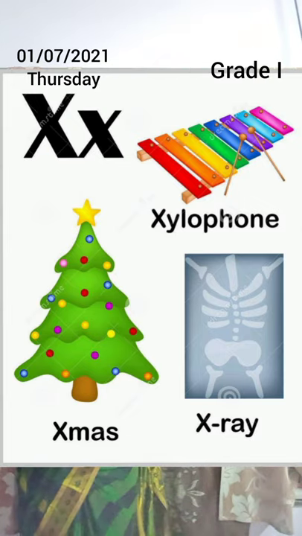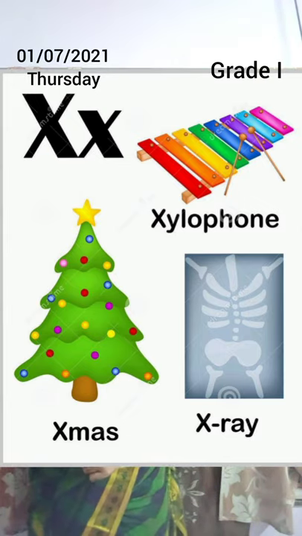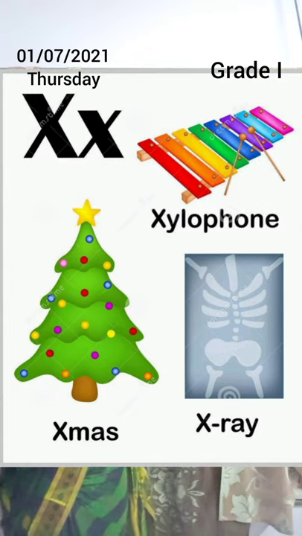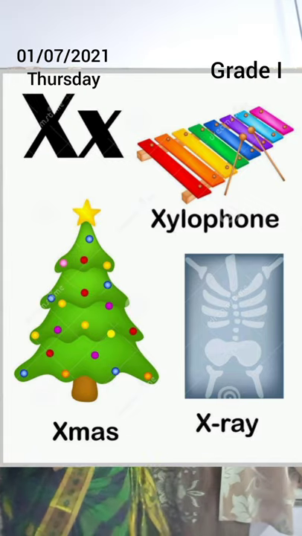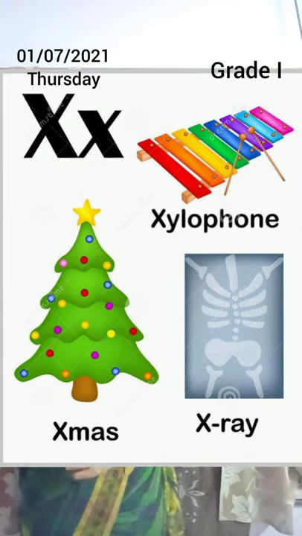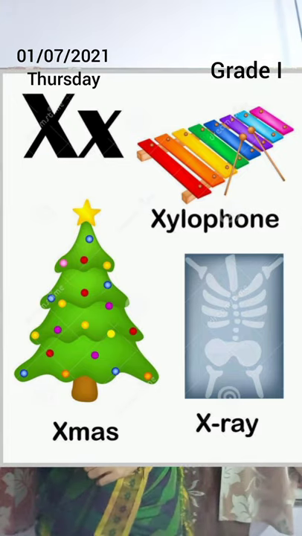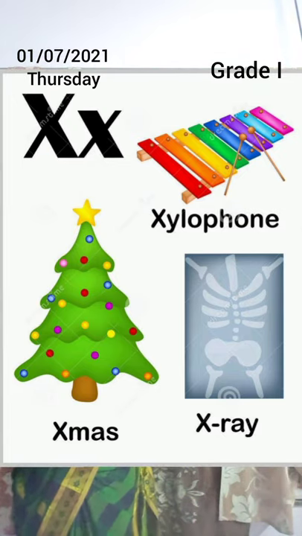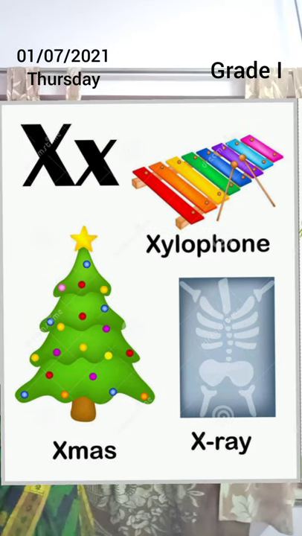X-R-A-Y, X-ray. X-mas: X-M-A-S, X-mas. Xylophone: X-Y-L-O-P-H-O-N-E, xylophone. So the alphabet is X and the sound is the x sound.